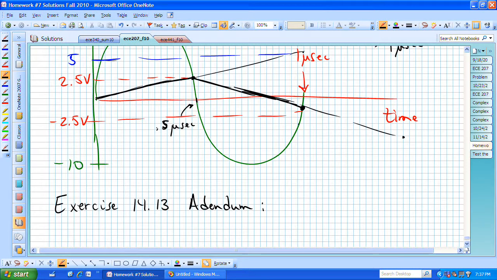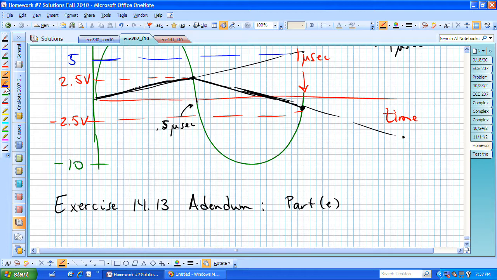I should add an addendum to exercise 14.13 at part E. With respect to what I had done, I was getting a little bit misleading. When we first start this up, we're going to have a little bit of a transient, and if we started at 0, we're going to go up to about 2.5 volts, and then we're going to start to kick in, and we're going to go down.